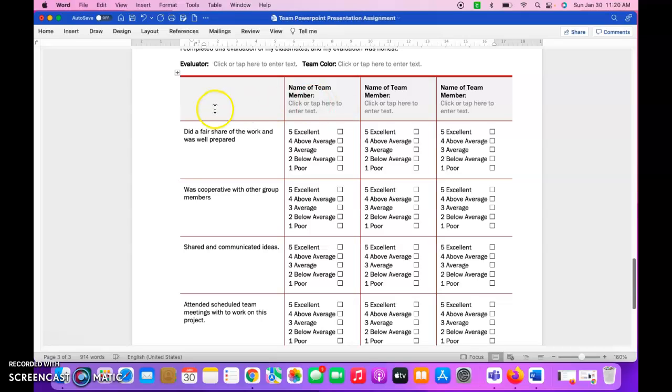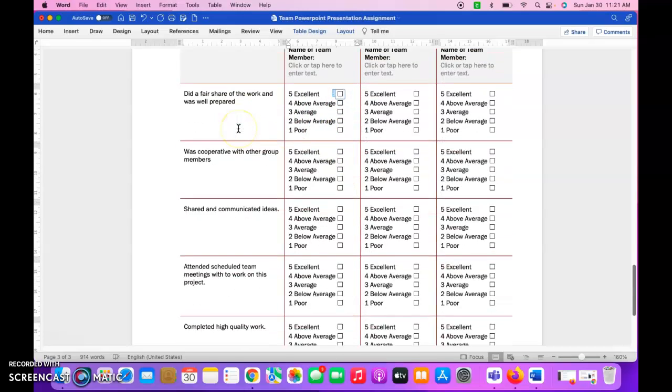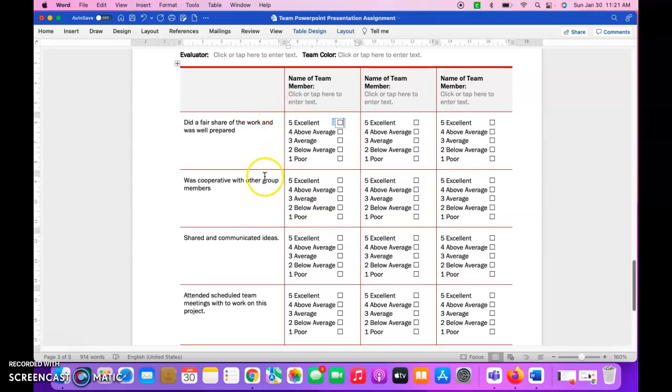Then you go through and identify, so the questions are on the left-hand side. You're going to look at each team member, so you put their names at the top, so team member 1, 2, and 3, and then you'll identify if that person did a fair share of the work and was well prepared, and you provide them with a score. Okay, so 5, 4, 3, 2, 1. So you go through and you answer that for each person.